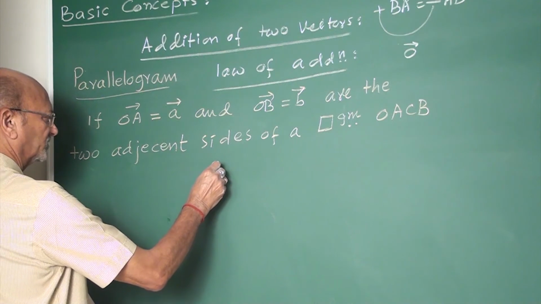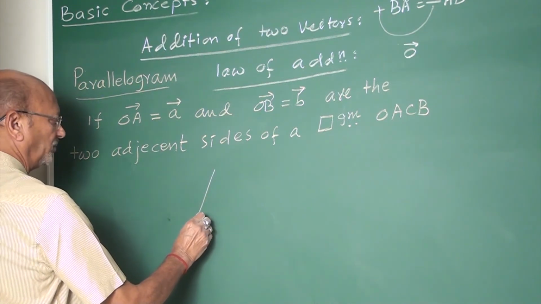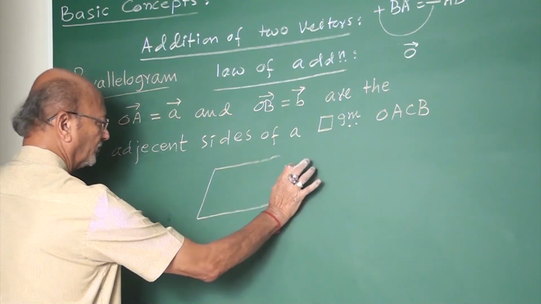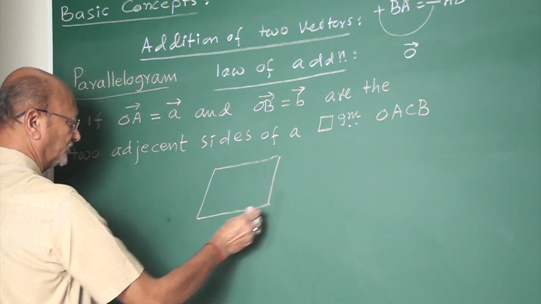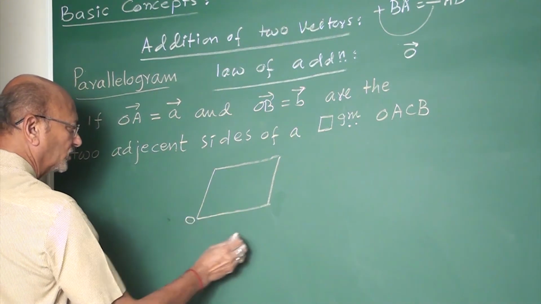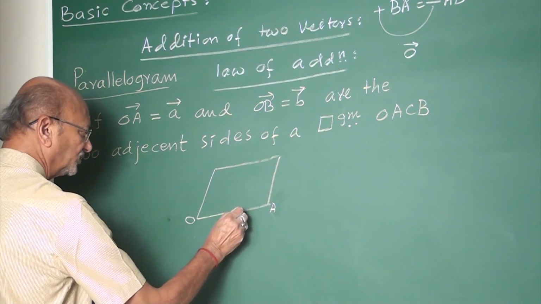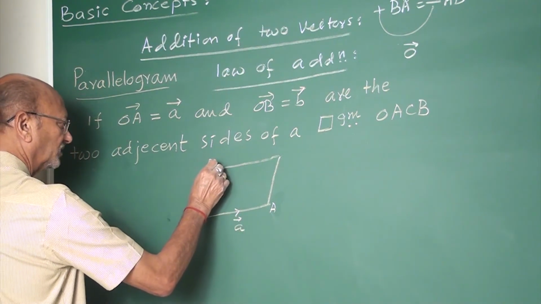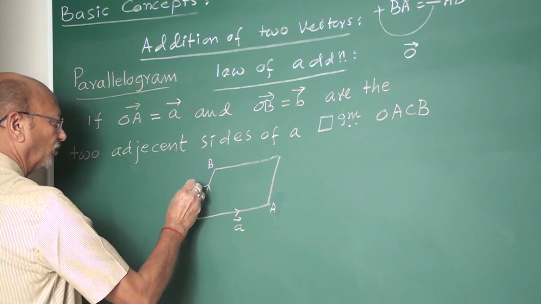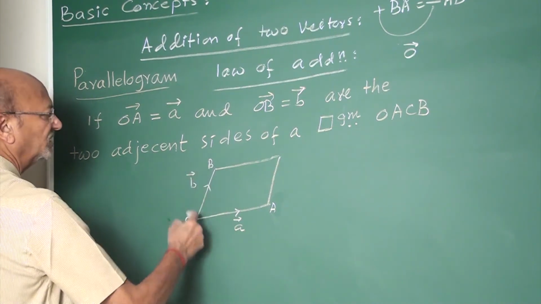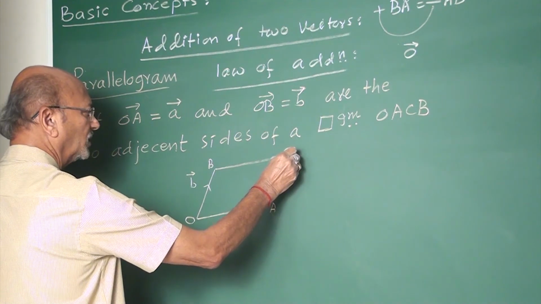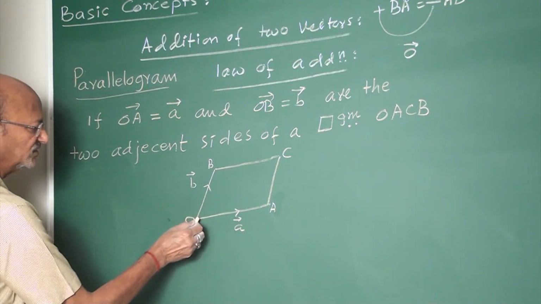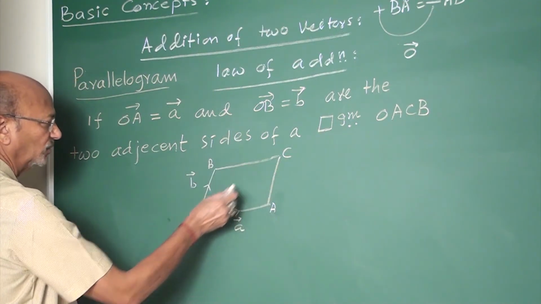First I draw the figure, my friends. Yes, this is the parallelogram. This is O, this is A, this is OA equal to vector A, this is B, this is OB equal to vector B. Then you have to complete the parallelogram OACB. Then tell me, my friends, what is this? OC is the diagonal of this parallelogram.